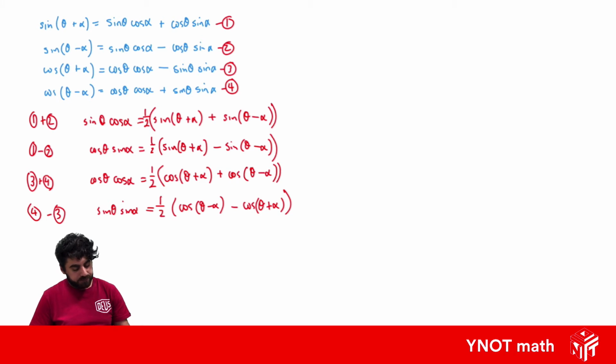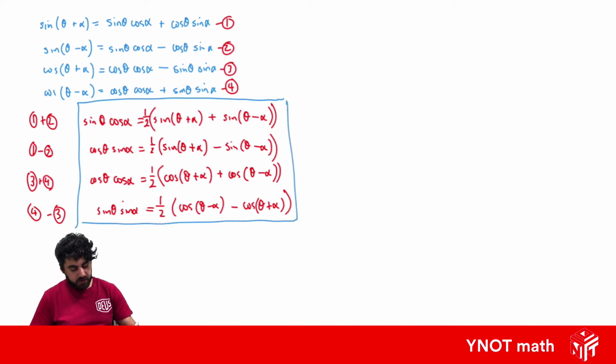And now we've got 4 equations that express trig products as trig sums. And we have 4 combinations. We have sine cos, cos sine, cos cos, and sine sine, all expressed in terms of either addition or subtraction of cos and sines. So how can we use these? Let's have a look at a question.